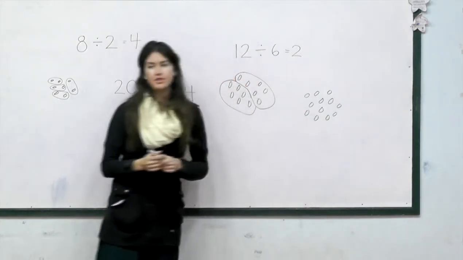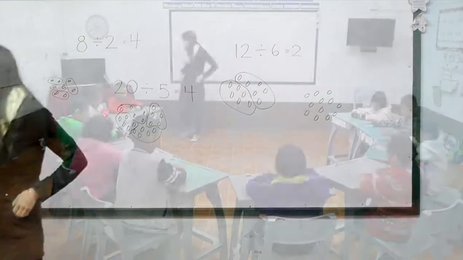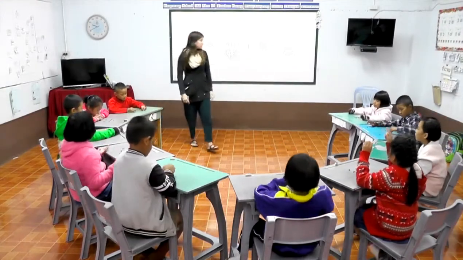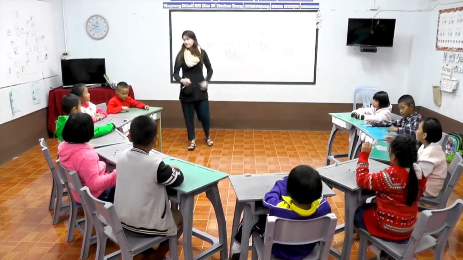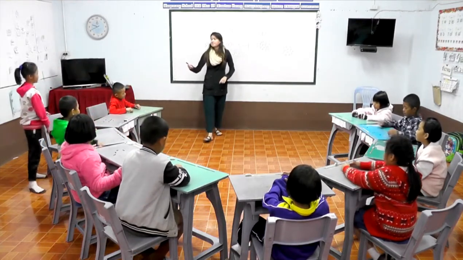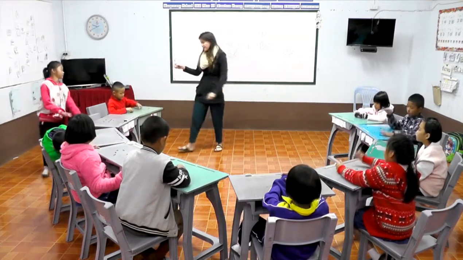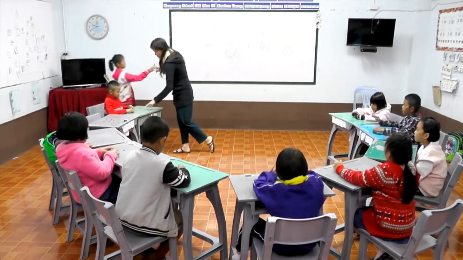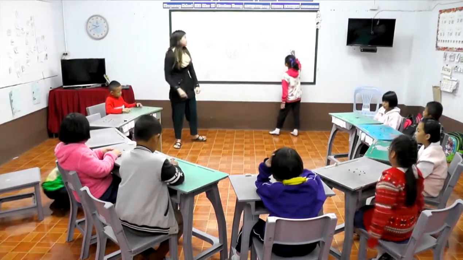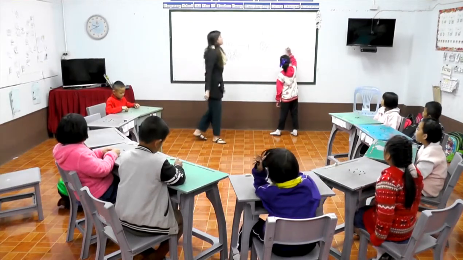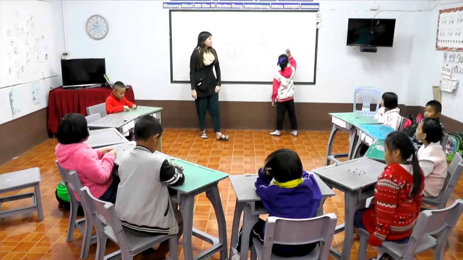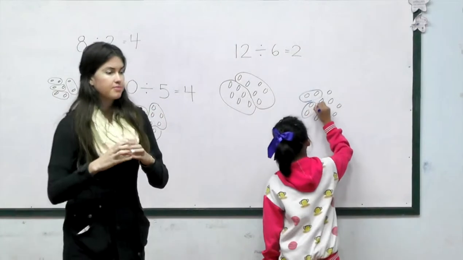Six groups of 2. We still have 12 beans. Six groups of 2. Can you show us on the board 6 groups of 2? Because you've got it on your desk. Yeah, we have 1, 2, 3, 4, 5, 6 groups, and 2 in every group. So circle 6 groups of 2. So 2 beans in every group.